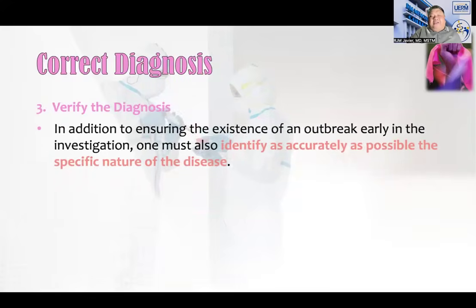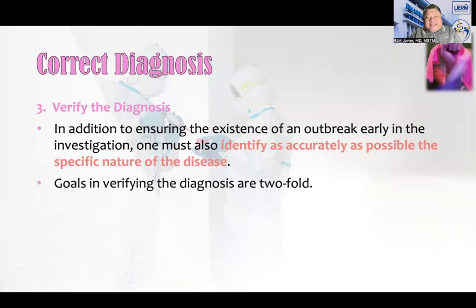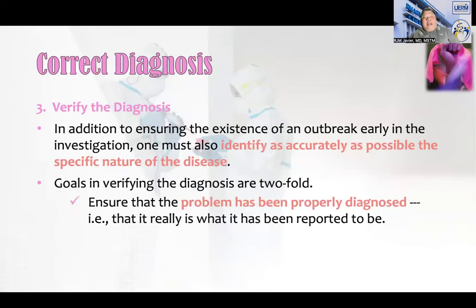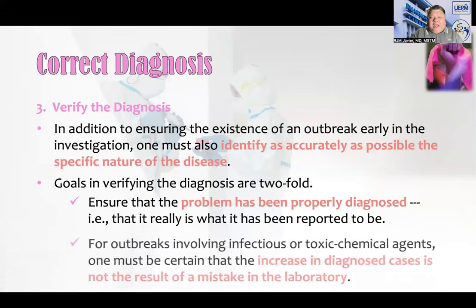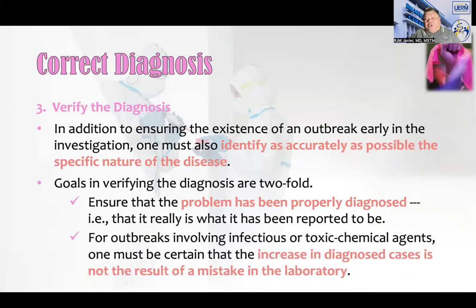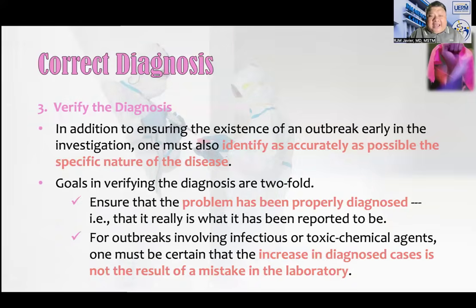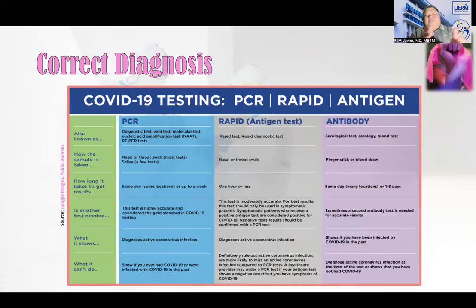Then we also have to verify the diagnosis. One must identify as accurately as possible the true nature of the disease. When we talk of the proper diagnosis, it will entail that we are ensuring that the problem has been properly diagnosed, and for outbreaks involving infectious or toxic chemical agents, one must be certain that the increase in diagnosed cases is not the result of a mistake in the laboratory.